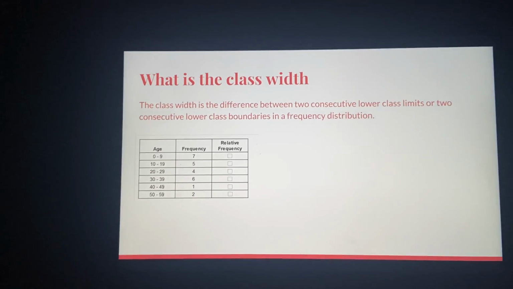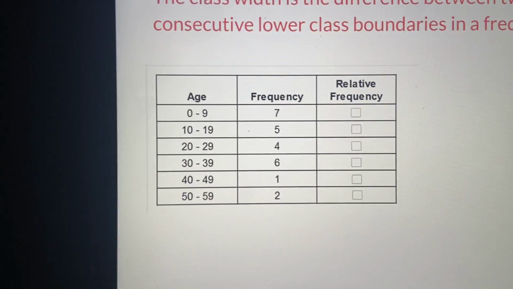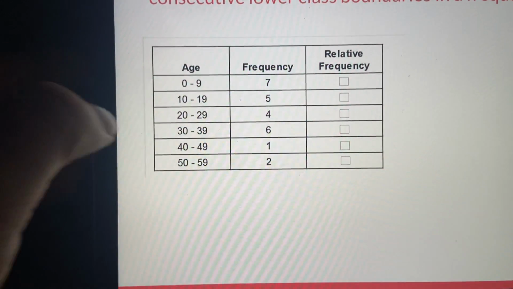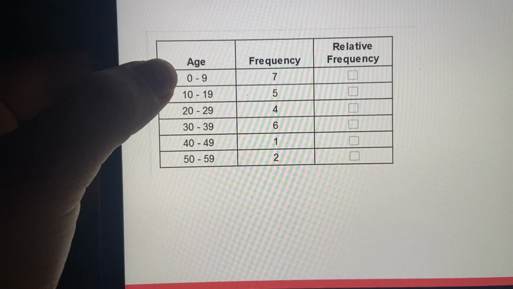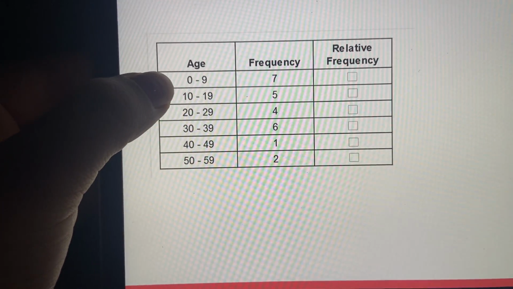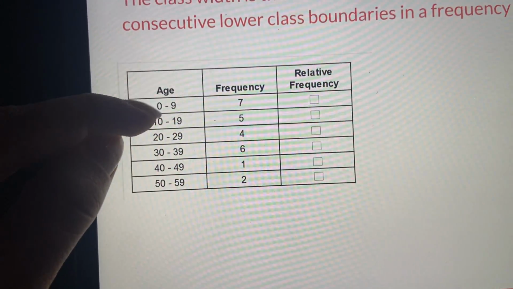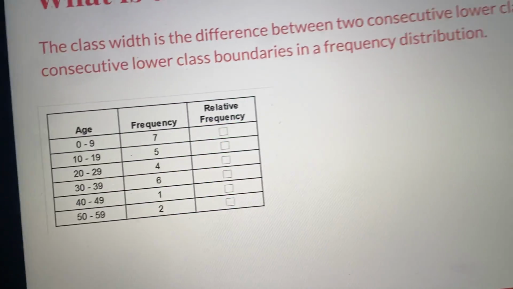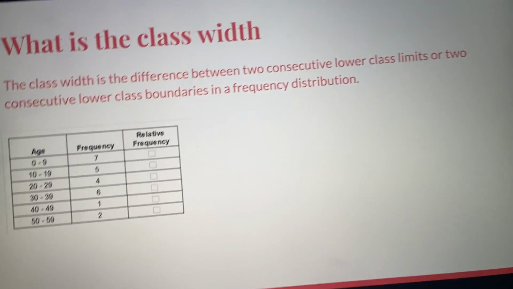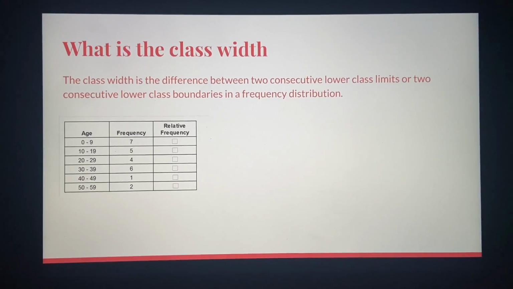So a common mistake that is made with class widths is people think, oh, the class width is just going to be looking for what is in between 0 and 9, which is false. You're actually looking for two consecutive lower limits. All right, let's move on.